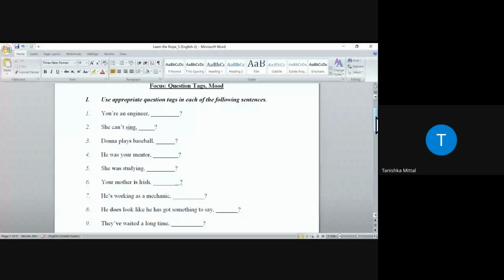Ma'am, like in the modal verbs may or might, is the contracted form also used, or a different form? May or might, yeah. But one of them doesn't have a contracted form, and the ones which don't have it, you won't use. So ma'am, for others we use can't, and for may and might we use may not, might not? Yeah, you can write may not, might not. Okay, ma'am.